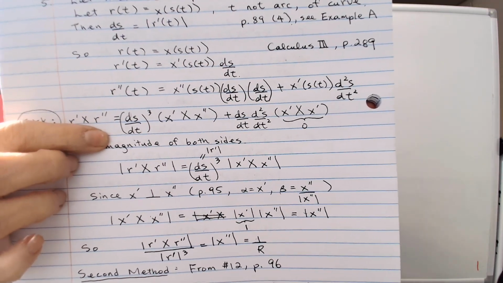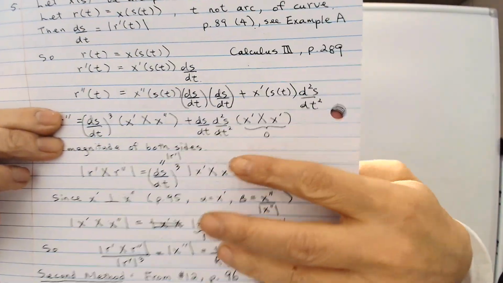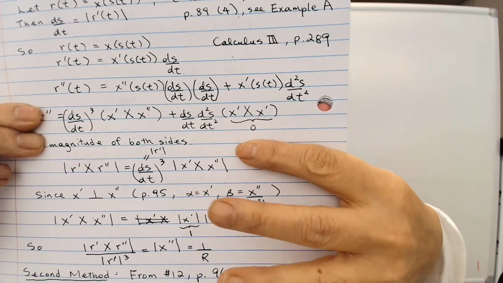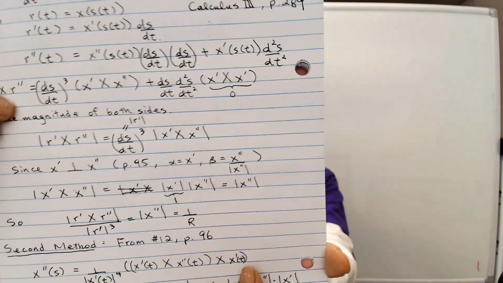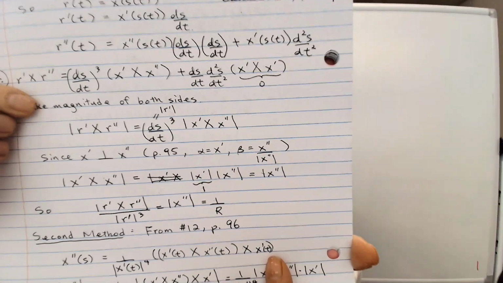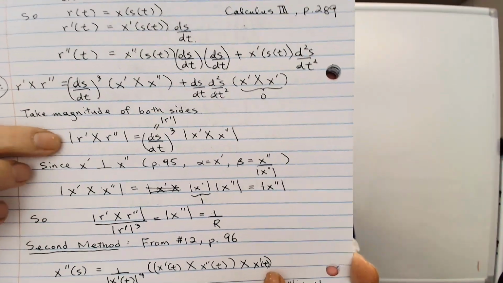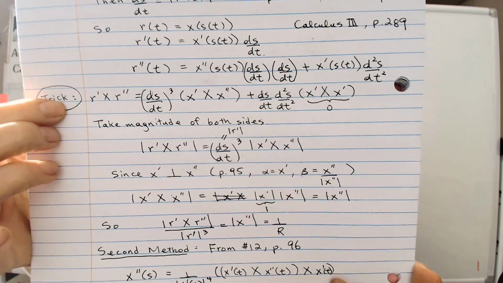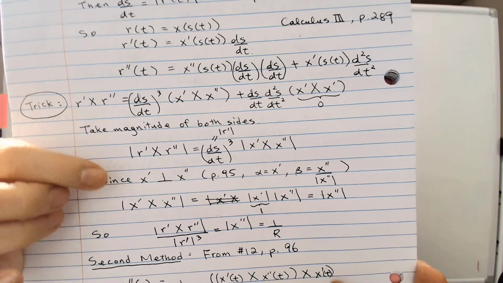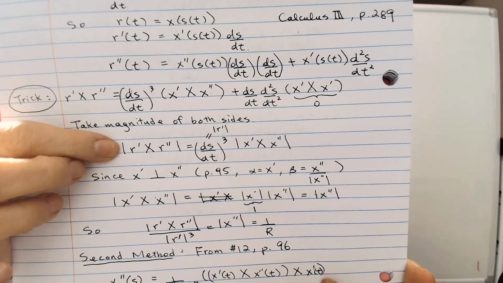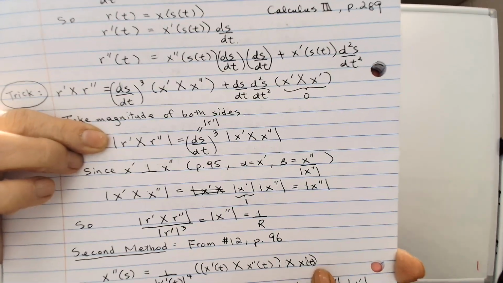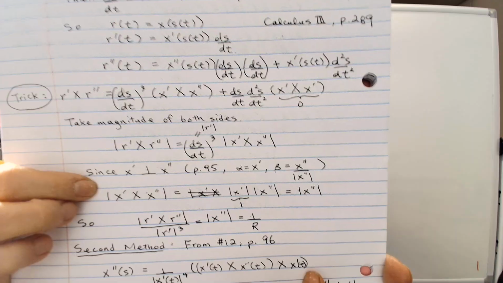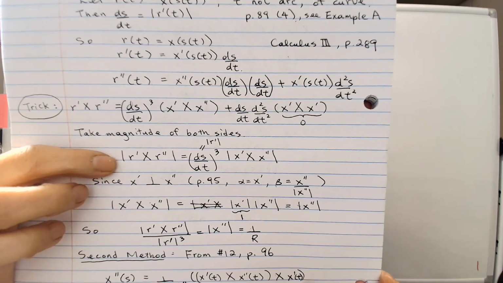Once you split them into 2, you notice that in the second term, you end up with x prime cross x prime. Anything crossed with itself is 0. So that one part got knocked out, which makes life much better. So we still have this. Let's now take the magnitude of both sides, so slap the vertical bars around. Remembering that ds by dt is the magnitude of r prime, as we mentioned right here, because r prime is x prime of t.